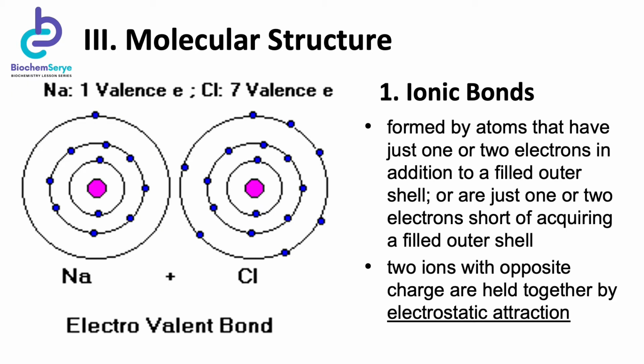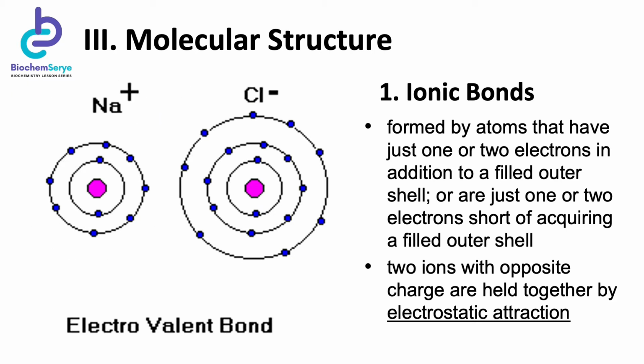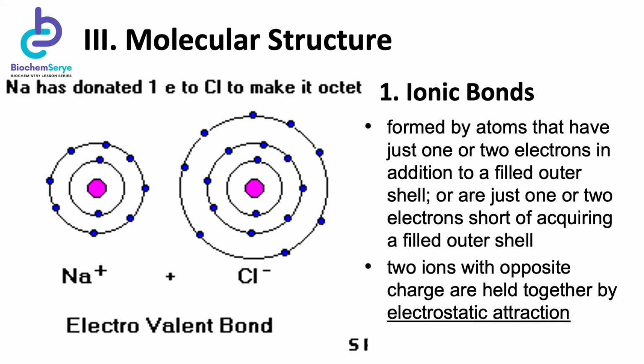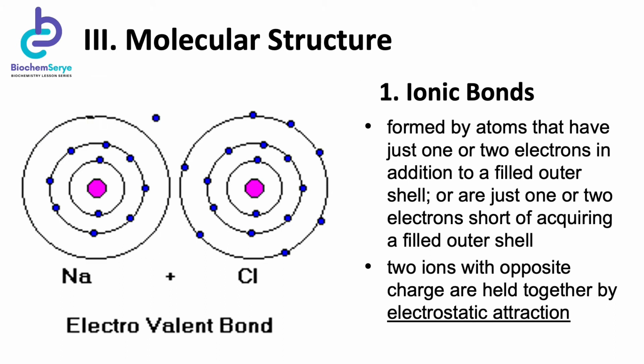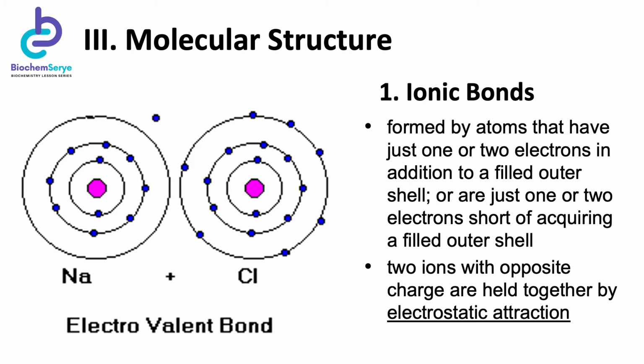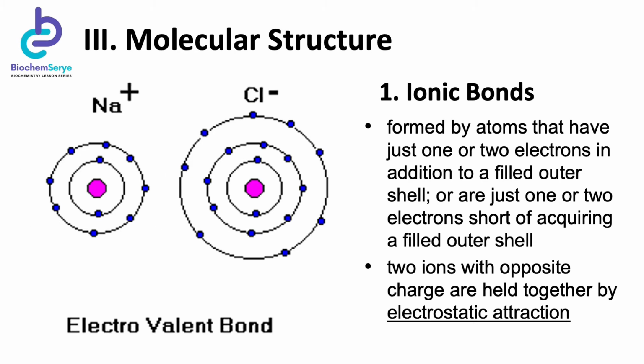The sodium atom loses an electron and thus becomes a positively charged sodium ion, or sodium cation. In turn, chlorine gains an electron and becomes an anion, a chloride ion. Because of their opposite charges, the sodium cation and chloride anion are now attracted to each other and are thereby held together in an ionic bond.